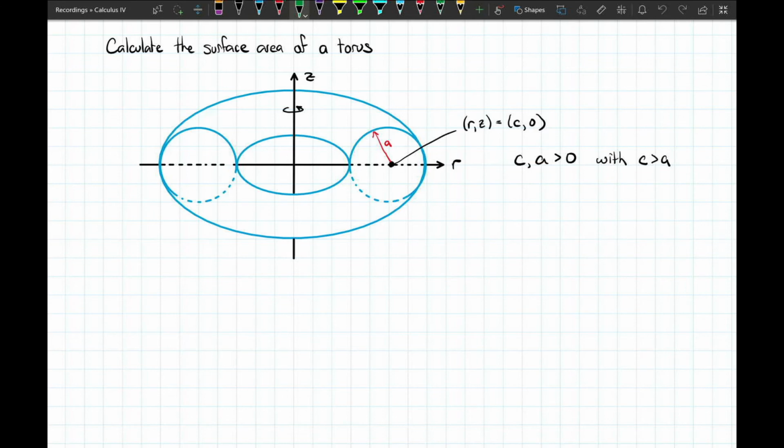Now c and a are going to be positive numbers, and if this is going to be a true donut with a hole in the middle, then we better make sure that c is larger than a. That way we end up with that nice donut hole in the middle.